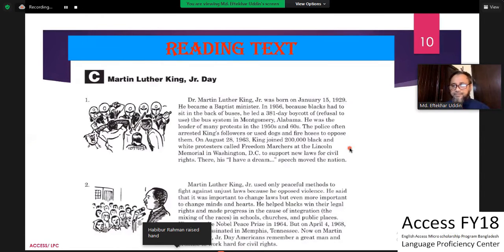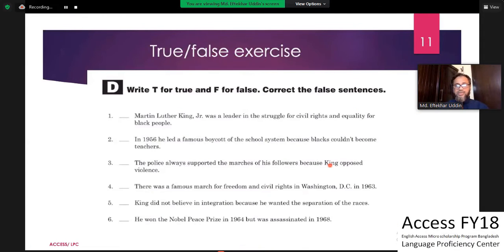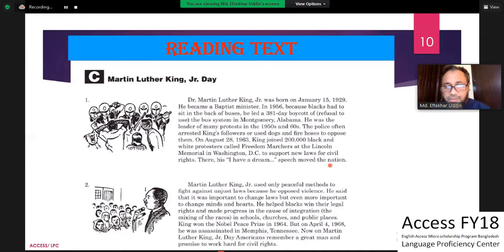Okay. Habibur Rahman. So what's your question? Sir, what do fire hoses mean? Okay, fire hoses. Very good question. Fire hoses are used, I think, in order to control the protesters. There are water guns and other things, so that the protesters retreat, go backwards. So they use fire hoses. It doesn't mean that all the time, a water gun was also used in order to make them retreat. Okay, fire hoses to oppose them. Use dogs and other things. Okay.